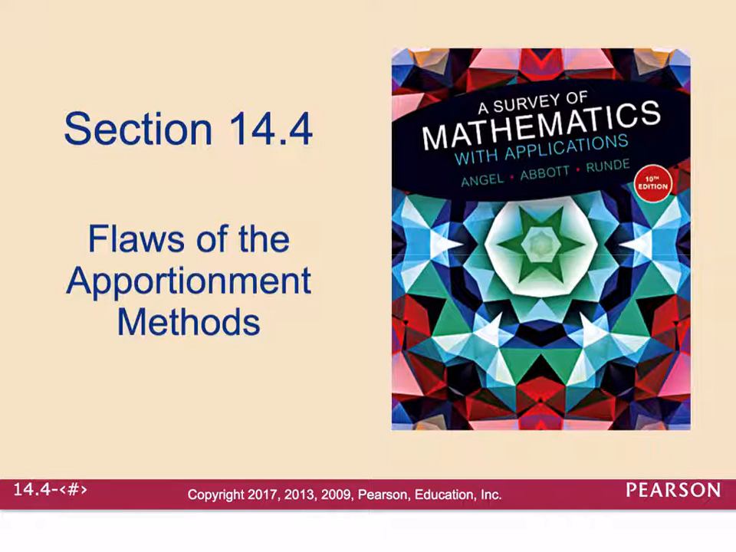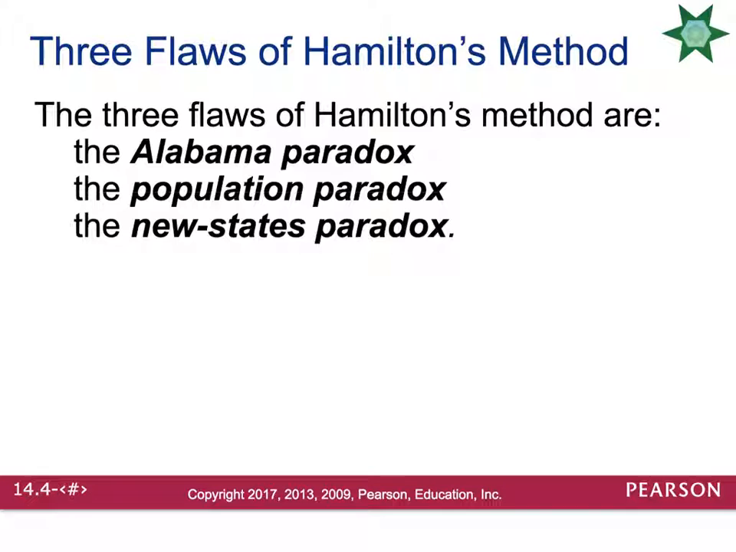Section 14.4, the last section of the course, flaws of the apportionment method. There's going to be three flaws, and they're all focused on Hamilton's method, which, remember, is the one that uses the standard divisor. The three flaws that occur are the Alabama paradox, the population paradox, and the new states paradox. These only apply to Hamilton's method.